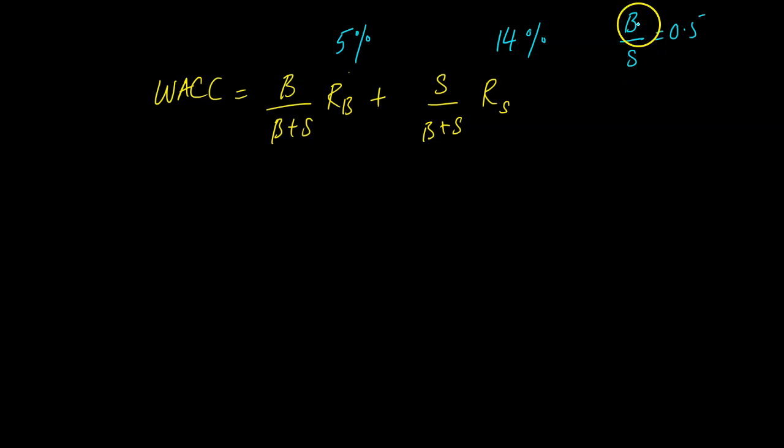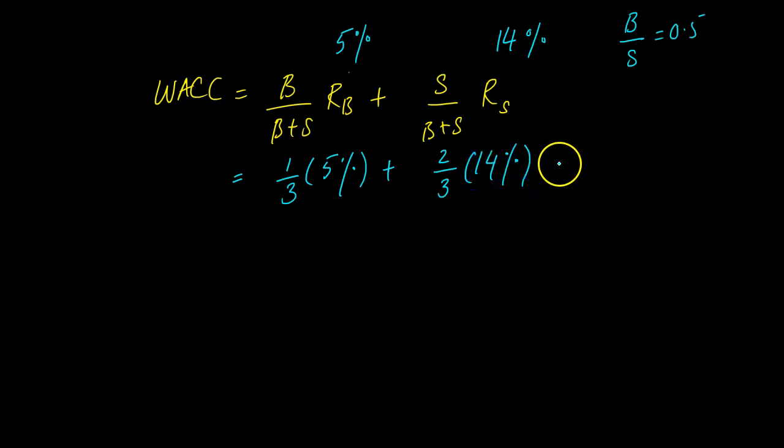If the debt to equity ratio is 0.5, that means the debt ratio is 1/3 and the equity ratio is 2/3, right? Because debt is 1/3, equity is twice that, so 1/3 over 2/3 is basically half. And so now just plug in these numbers, 5% here, and then 2/3 of 14%. While you do all that math, I can tell you that this is going to be exactly equal to 11%.